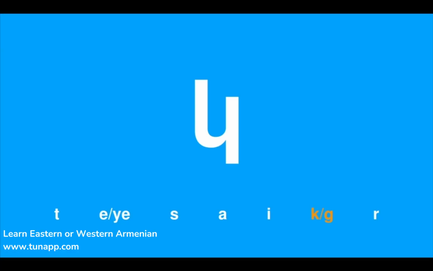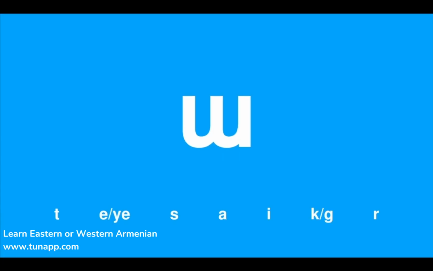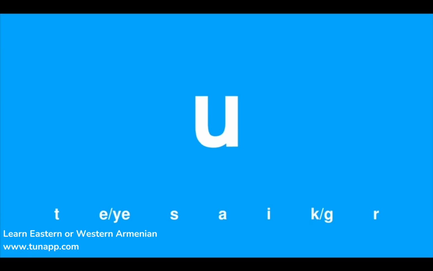K or G, that's right. K in Eastern Armenian, G in Western Armenian. What about this one, the first letter we learnt? A. Brilliant. This is A. You should be really proud if you're remembering these well so far.